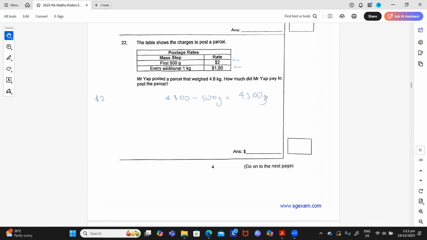Now in this 4,300, how many 1 kg will there be? So 4300 grams divided by 1,000 grams. You'll get 4 remainder 300 grams. So this remainder 300 grams will add on to another $1.50. So we round it all up to 5. So 5 times 150 is $7.50. Now earlier on I said just take account of the 500 grams, right? So don't forget the $2. So $7.50 plus 2 is $9.50.